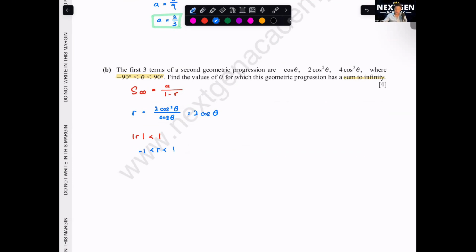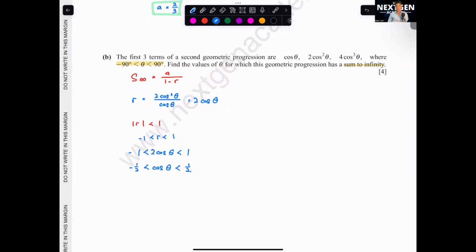What is the r value that we calculated from the top? 2 cos theta, between negative 1 and 1 first. Then we divide both sides by 2, from negative 1 over 2 to positive 1 over 2.